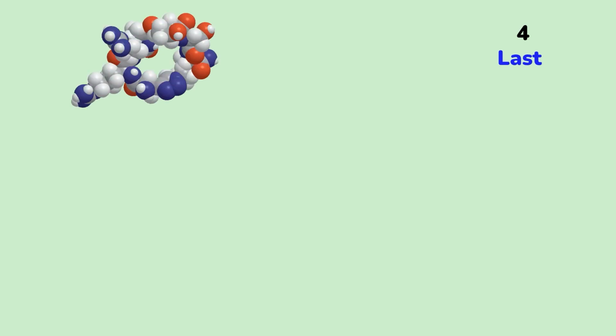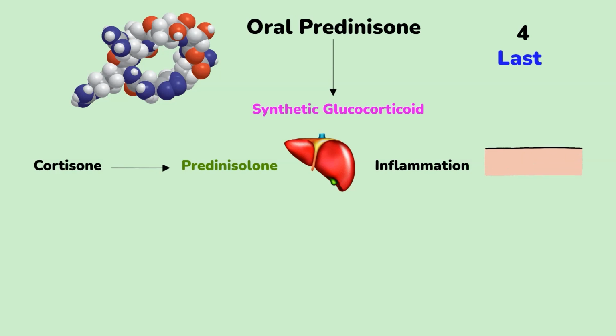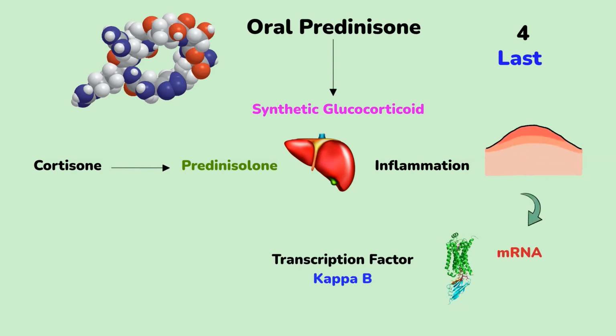Dear friends, here comes the last division of the drugs used in asthma, known as oral prednisone. Oral prednisone is considered in patients who cannot tolerate inhaled corticosteroids. And what is prednisone? Prednisone is a synthetic anti-inflammatory glucocorticoid. It is derived from cortisone and it is biologically converted into prednisolone in the liver. It reduces inflammation by inhibiting synthesis of messenger RNA that will inhibit transcription factor nuclear factor kappa B.